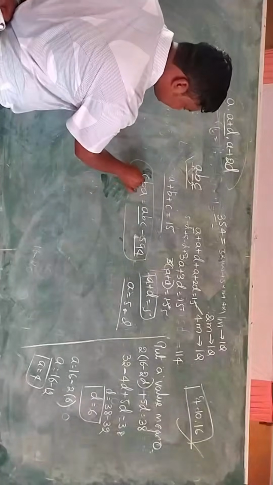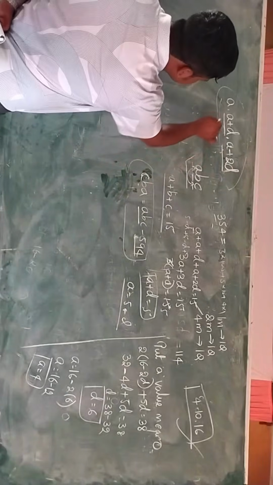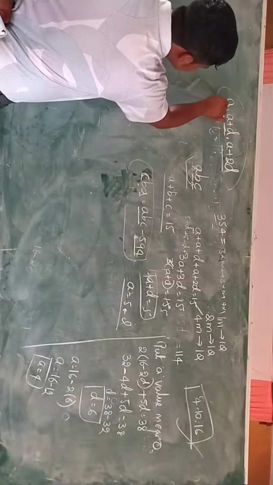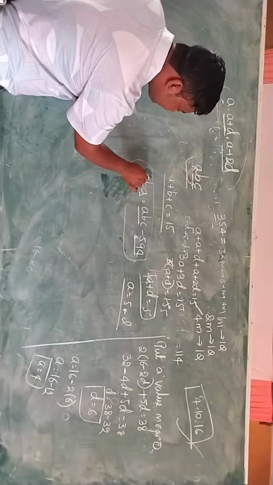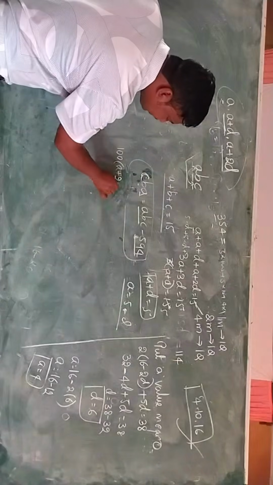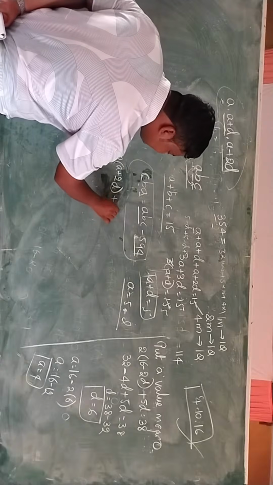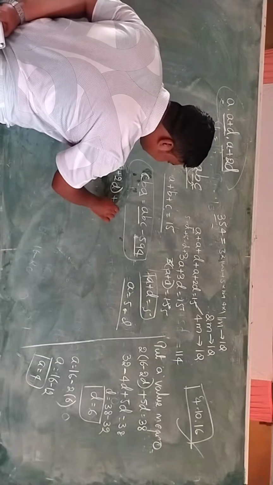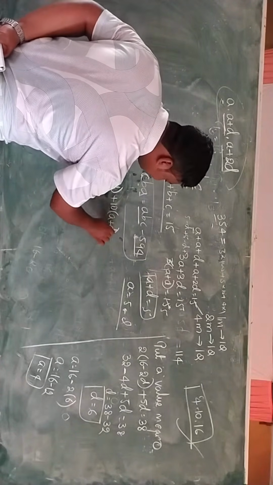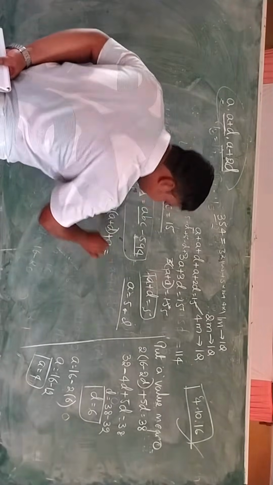CBA, you can expand this. C means it is the third term, that is a plus 2d. And b means it's the second term, a plus d. And a is the first term. And the expanded form of this is 100 into a plus 2d, because c is in the hundreds place, plus b means a plus d, 10 into a plus d, plus a in this place.